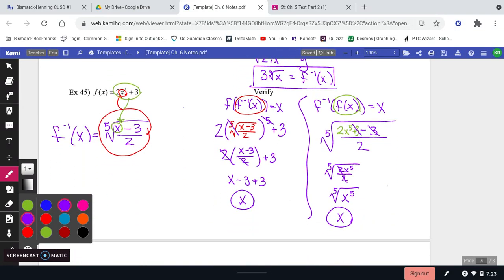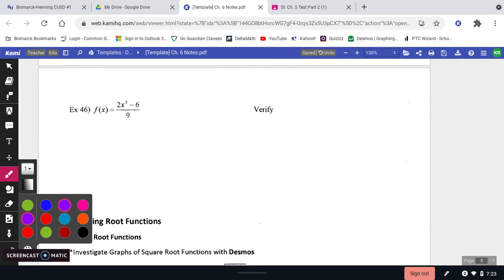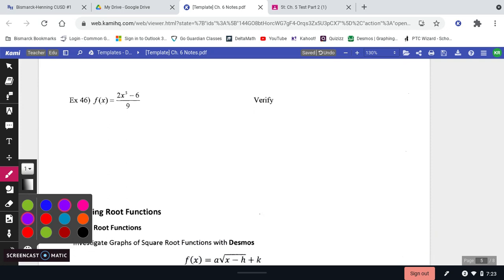Okay. All right, let's go to example 46. We're going to find the inverse, then we're also going to verify on this one. Okay, so first step, write it as a y equals.